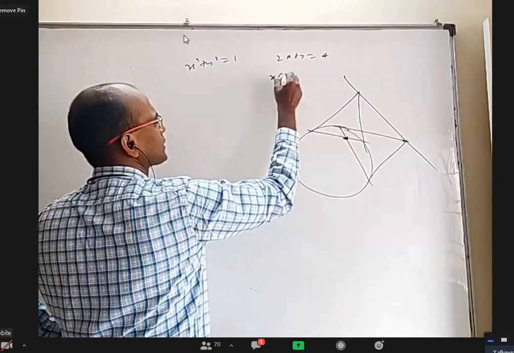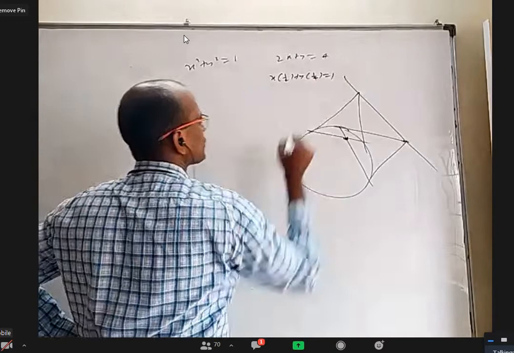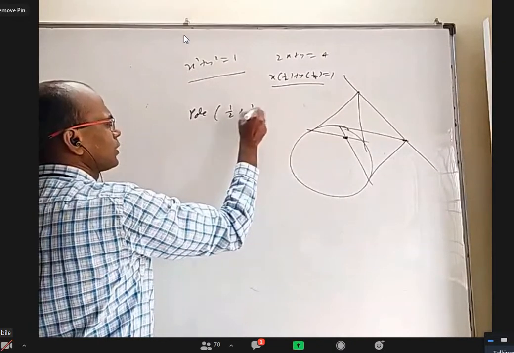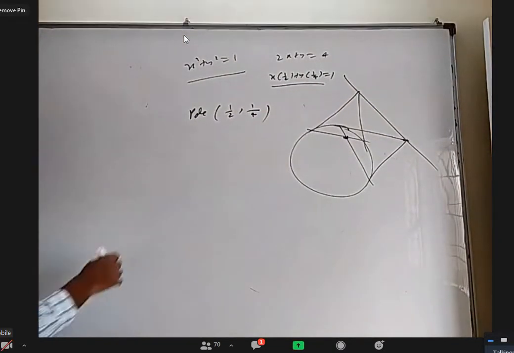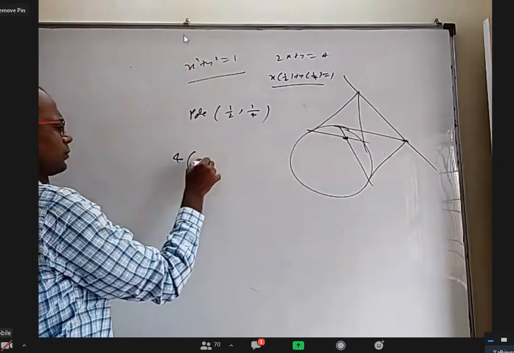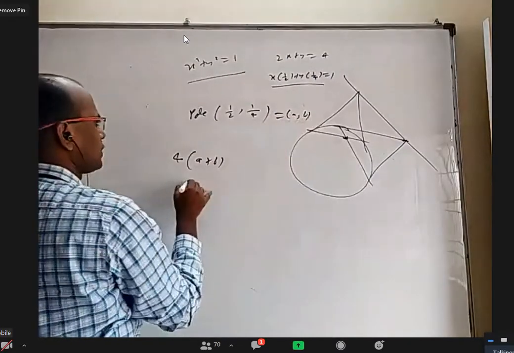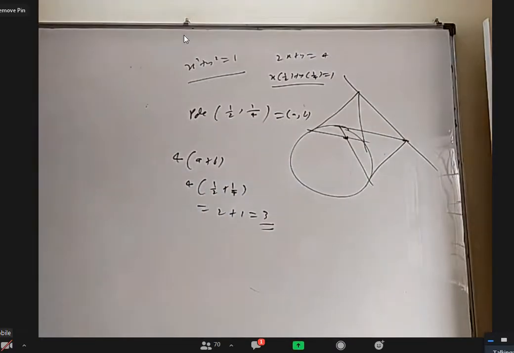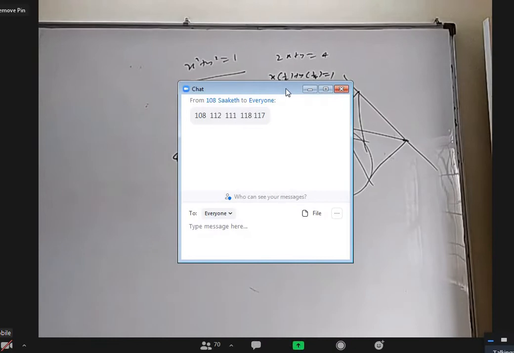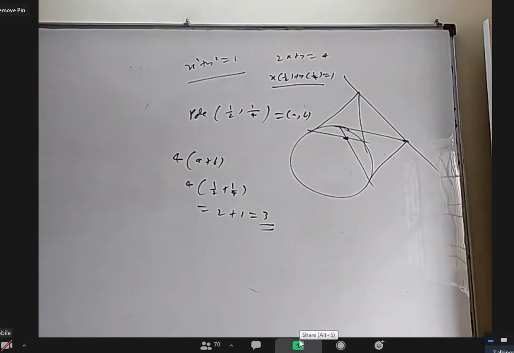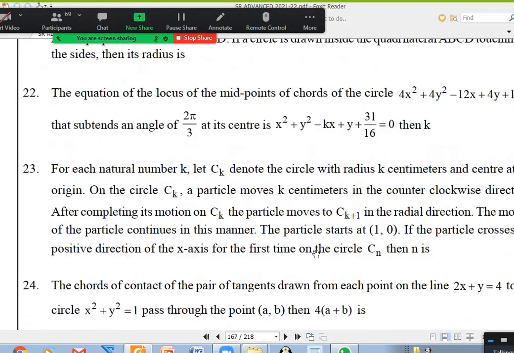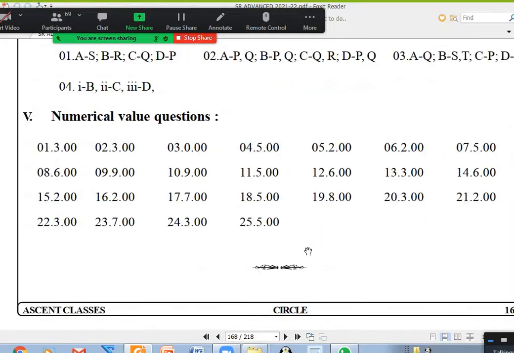Divide by 4, it will become x into 1 by 2, y into 1 by 4 equal to 1. Just by looking at this, I can say the pole of the given line is 1 by 2, comma 1 by 4. That is A, comma B. I think they asked 4 times A plus B maybe. That is 4 into 1 by 2 plus 1 by 4, 2 plus 1, which is 3. Okay, 24, I think answer is clear.